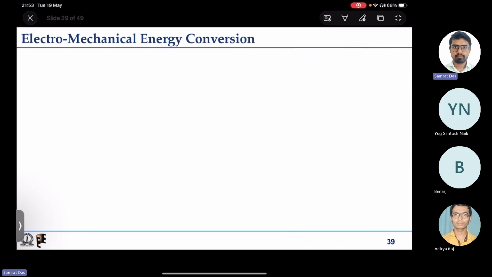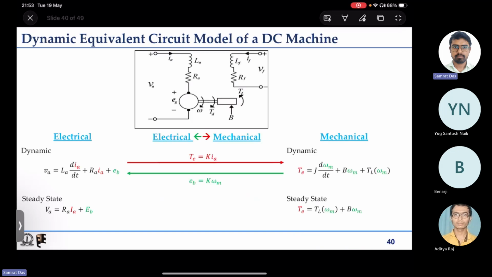Now what about electromechanical energy conversion? If I quickly go to the dynamic equivalent circuit model that I discussed long ago, this is the field circuit. We have LF, the field winding inductance, RF, the field winding resistance. We have the armature winding inductance, armature winding resistance, and some back EMF. So this is the armature circuit, this is the field circuit. And what about mechanical? The motor tries to rotate at omega in this duration.